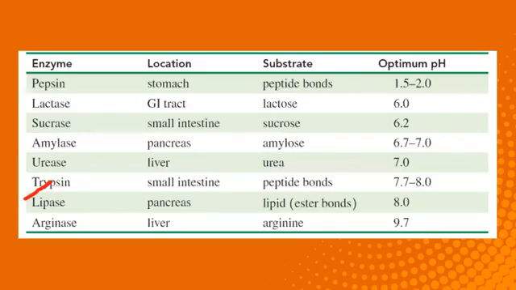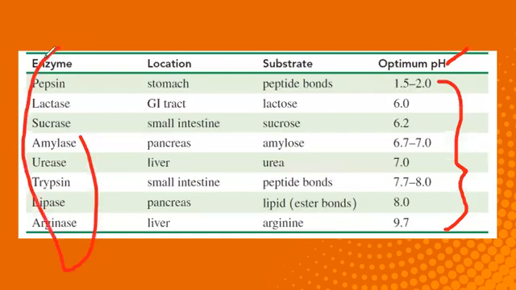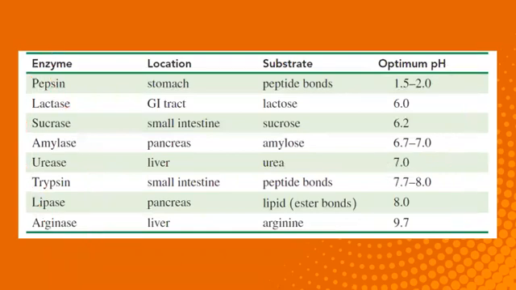So here are examples of our enzymes with their pH requirement. When we say optimum pH, class, this is the pH requirement of the enzyme for it to reach its maximum activity. So for example, our urease, if its pH is at 1, of course it cannot reach its maximum activity. It should be maintained within 7.0 or neutral pH.